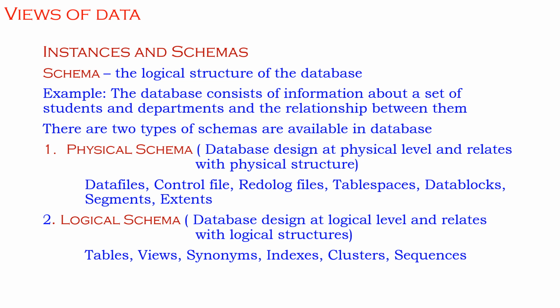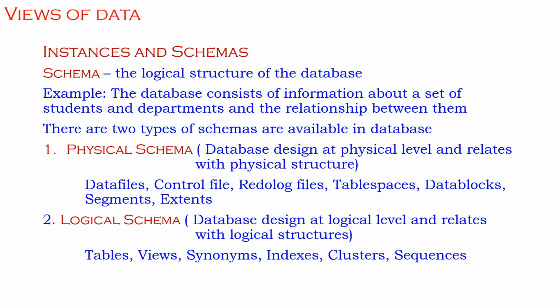So what is a physical schema? It is the database design at the physical level, and it relates only to the physical structure, for example data files and control files. You can see some examples here. And what about a logical schema? It is the database design at the logical level, related only to the logical structure of the data. So two types of schemas are available, logical schema and physical schema. Any change you make to the physical schema should not influence the logical schema. Similarly, the logical schema should not disturb the physical schema.